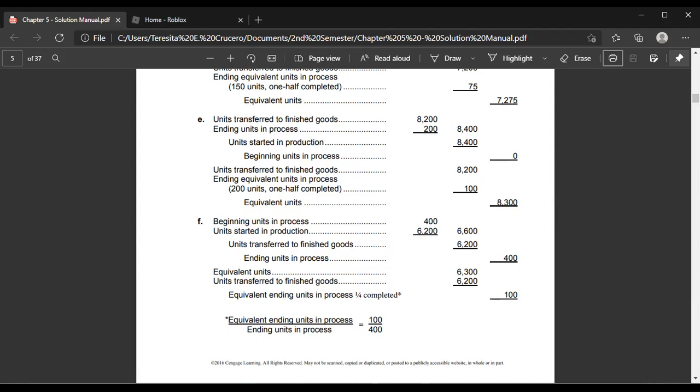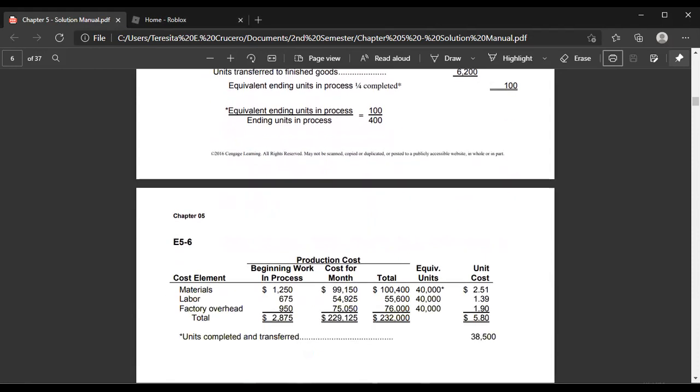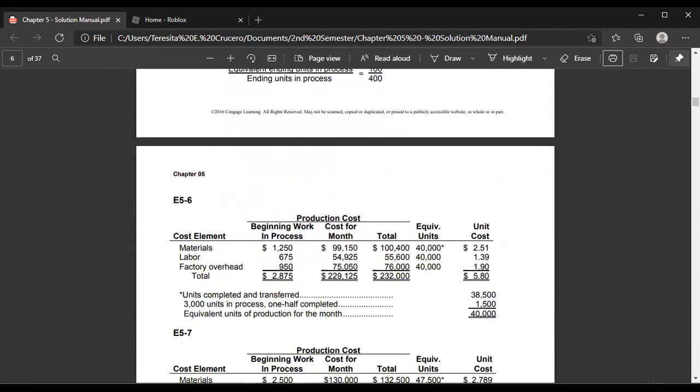The actual number of units is 400, meaning the work done on the inventory end is 1/4. You are not given this, but you can compute 100, and we have to divide by 400. So you have 25%. Now we go to E5-6, computing unit cost.